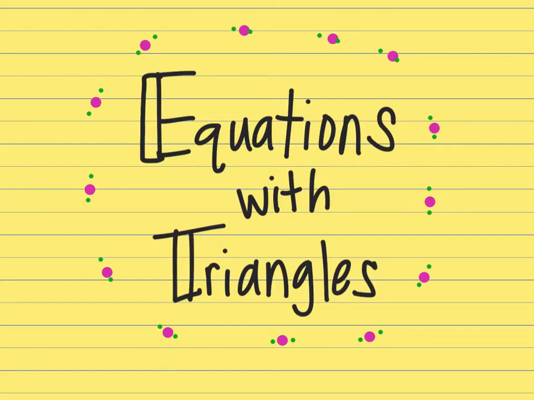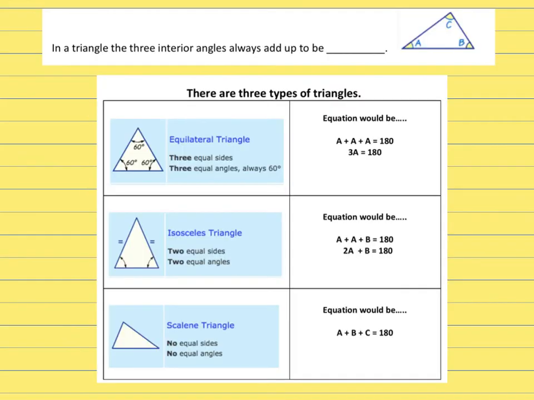This video is going to go over how to use equations with triangles to find missing angles inside. The first thing we need to know is the sum of all three of the interior angles of a triangle always adds up to be this one magical number. You might have already learned about it, but it is 180 degrees.